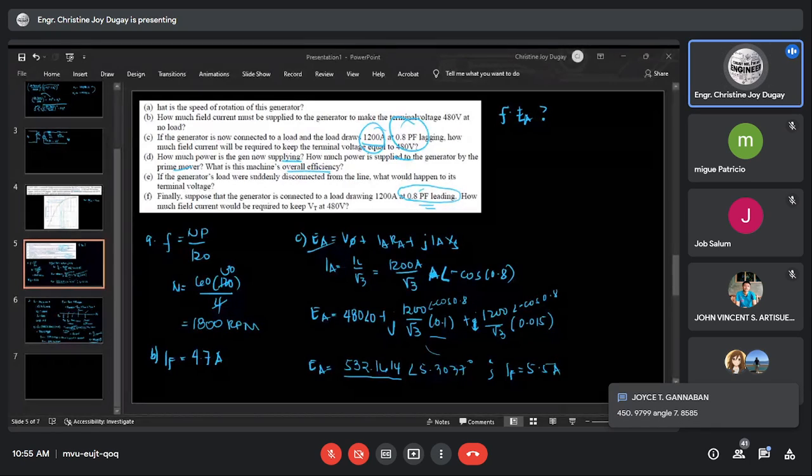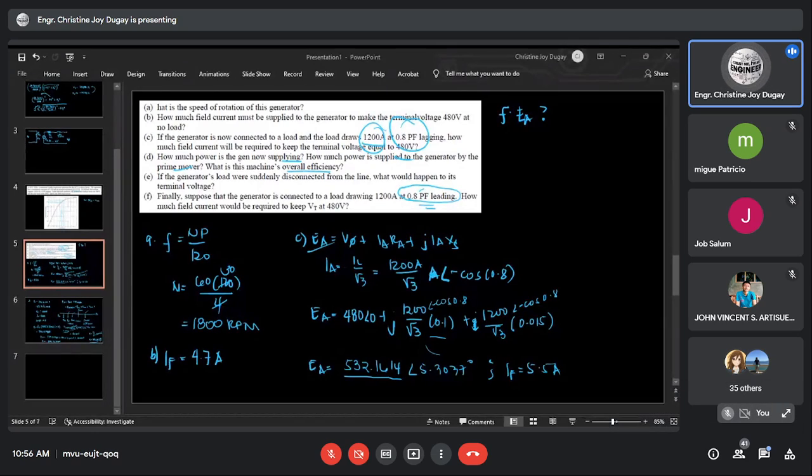Ayan, may nag-type na po ng mga sagot nila. We have Carl Patrick, sabi 450.97. Okay, so from that, no? If you're going to use the figure, 450, kamo na lang nasa 451, no?